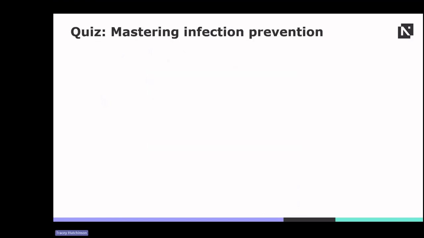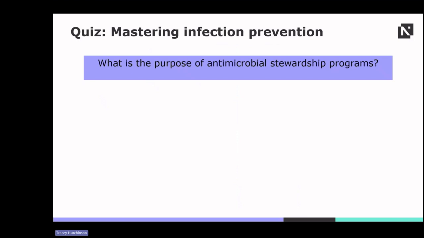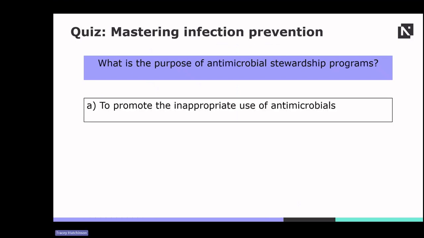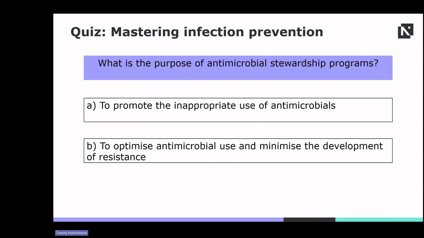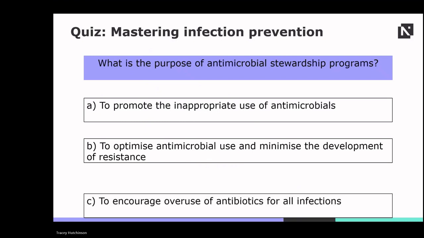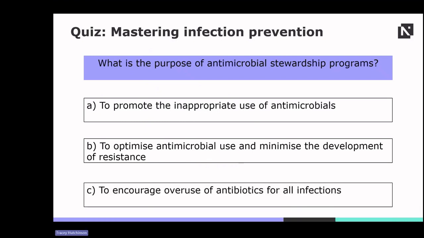Time for a quiz. What is the purpose of the Antimicrobial Stewardship Programme? A, to promote the inappropriate use of antimicrobials; B, to optimise antimicrobial use and minimise the development of resistance; or C, to encourage overuse of antibiotics for all infections. The answer is B, to optimise antimicrobial use and minimise the development of resistance.